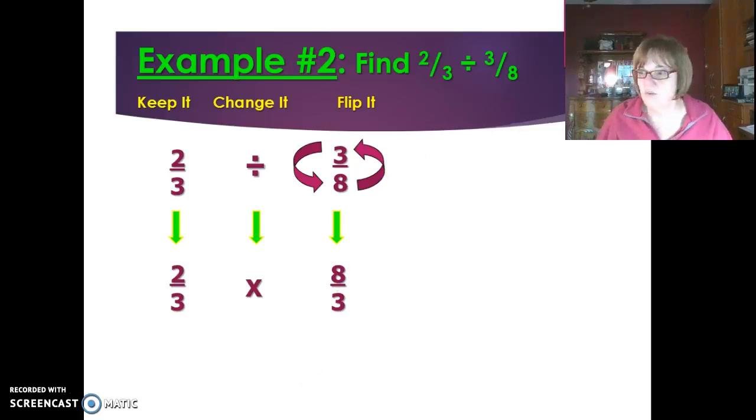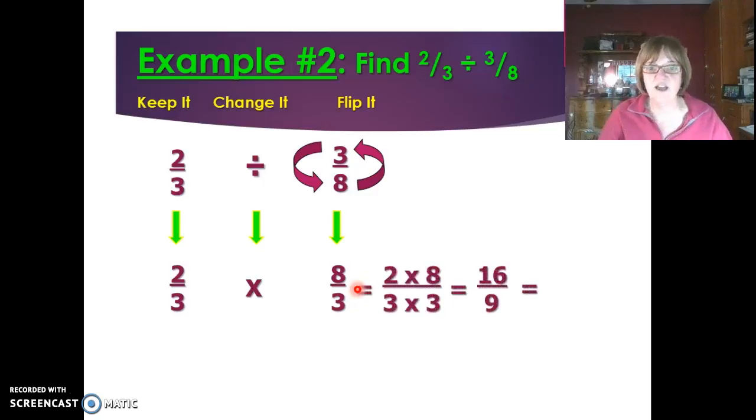I wanted to show you. I wanted to point it out. But of course, there we go. We can multiply straight across, like this. Ta-da! 2 times 8, 3 times 3. We get 16/9. Why did I put that equal sign over there and there's nothing there yet?